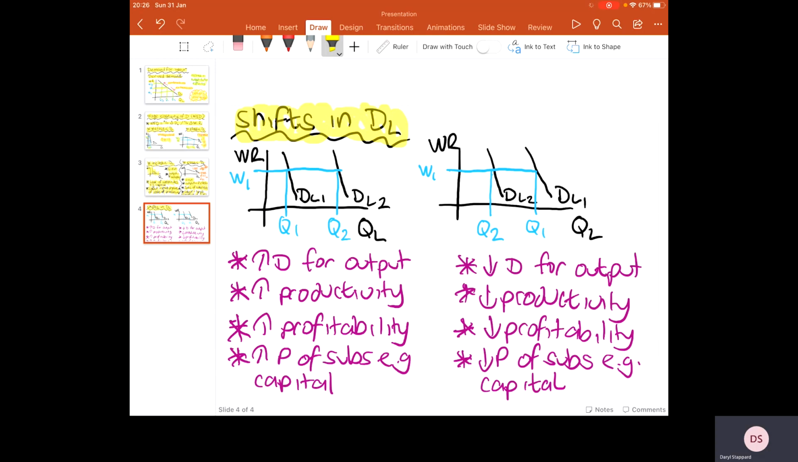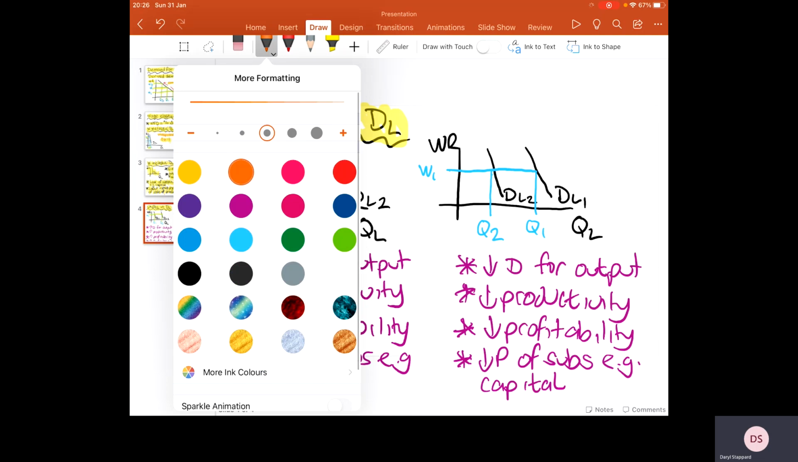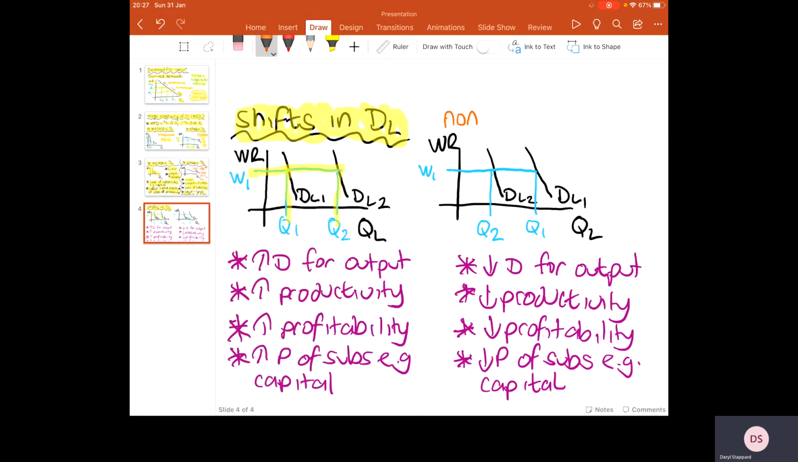Now, what I've got in these two diagrams, and look at the first one. In the first one, what we're showing is at the same wage rate, firms are now more willing and able to demand workers. So we're holding wage rates constant, and we're just seeing how non-wage factors will influence the demand for labour. So let me write that down at the top of the page. We're looking here at non-wage reasons why the demand for labour might change. So again, look at that first diagram. At the same wage rate, we've now got Q2 people being demanded as opposed to Q1.